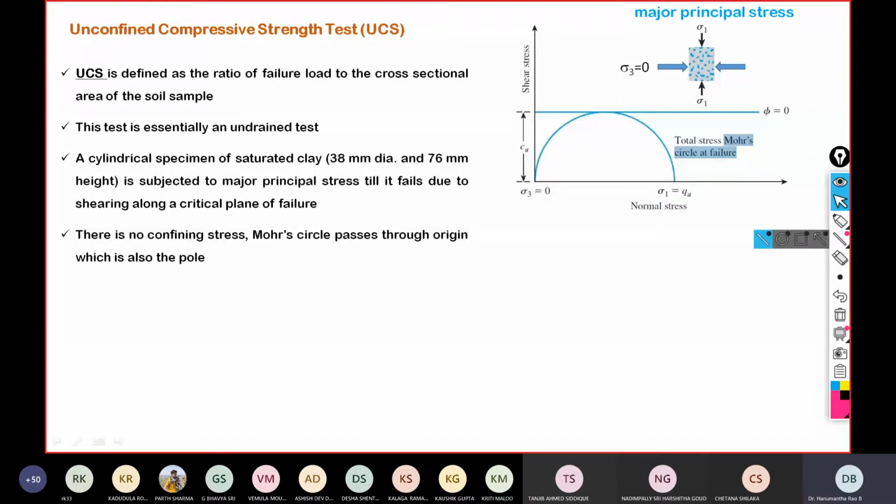Of course, it is a bit difficult to understand at this point of time because these chapters have not been covered in your soil mechanics. But this is the fact. So when that chapter is covered, we will be able to understand in a much better way. So in case of the unconfined compressive strength, there is a single Mohr circle and this horizontal line is called a failure envelope.